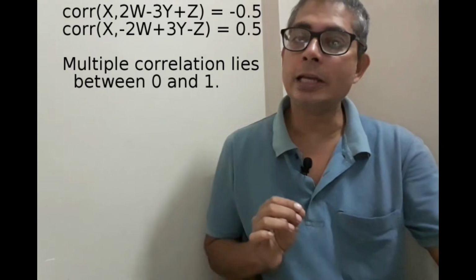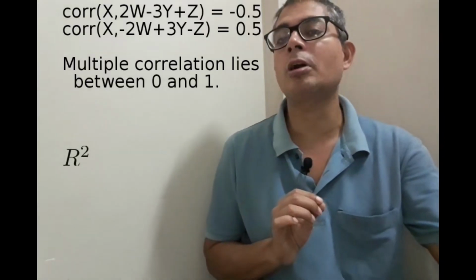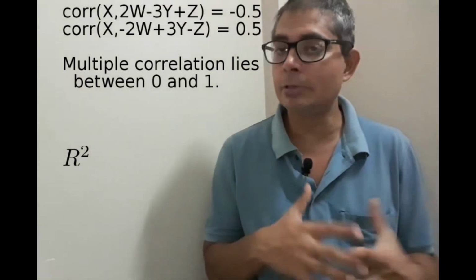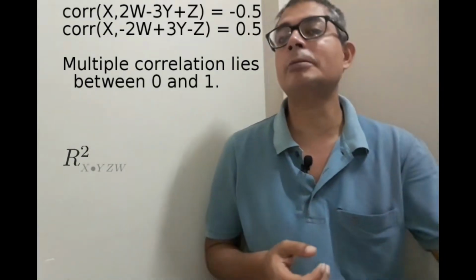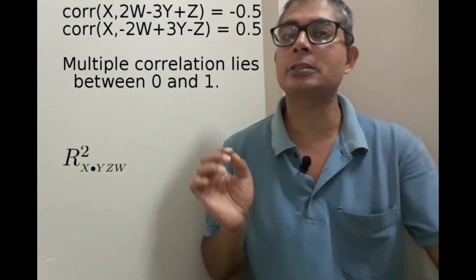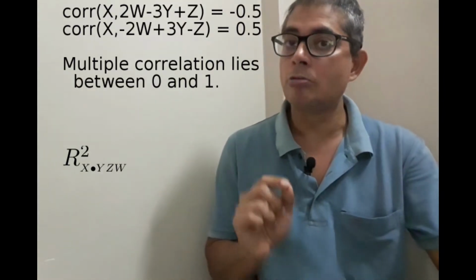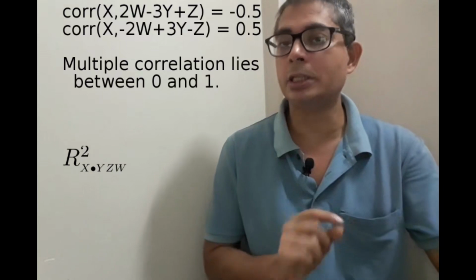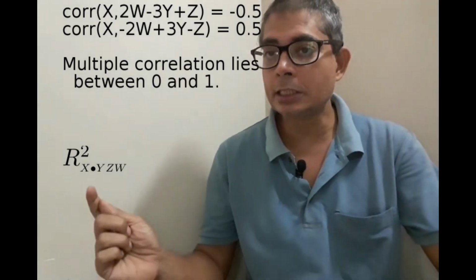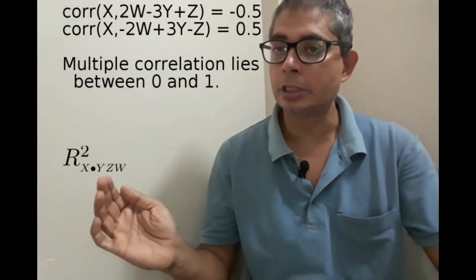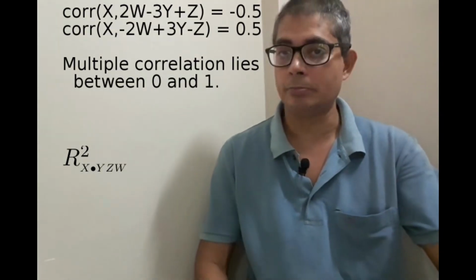Due to its non-negative nature, we use the symbol r square for it. If we want to make the variables explicit, then we write something like r square x dot y z w. Notice how, unlike the partial correlation, here we have a single variable before the dot, and after the dot comes a list of all the other variables.